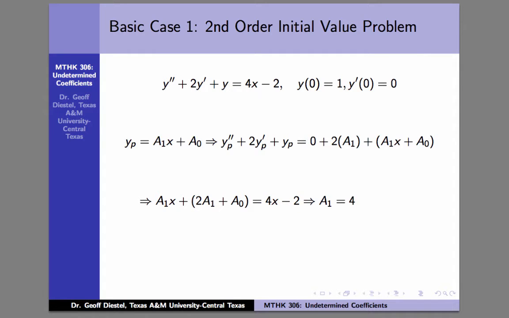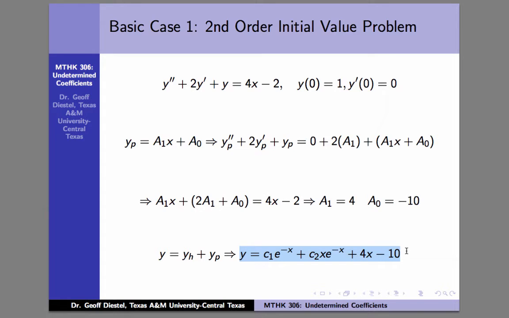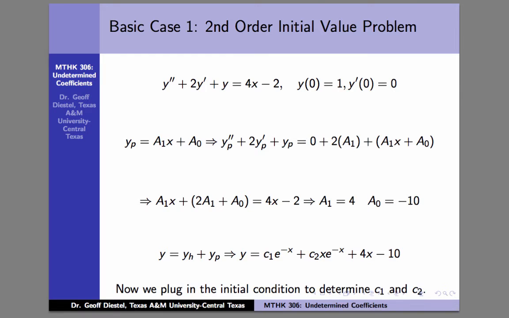So the x term tells us that a1 has to be 4, and if a1 is 4, then what we have here is 8. So what we really have is a0 equals -10. So our particular solution is now 4x minus 10. And we add to that the homogeneous solution, which we got previously. And this entire expression now defines our general solution. It's the general solution because we haven't plugged in the initial conditions yet. There are 2 constants here, which we haven't figured out what they are. So now we can do that.